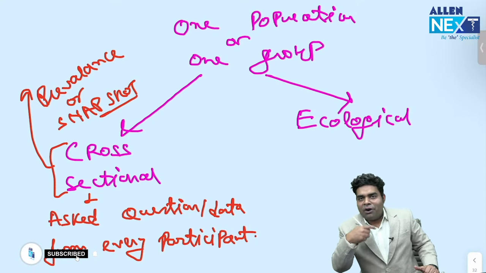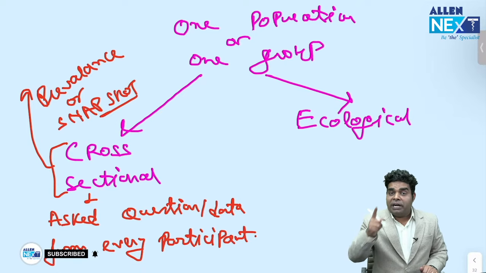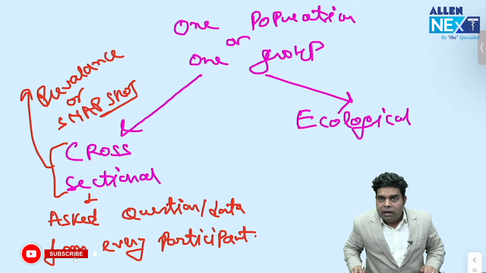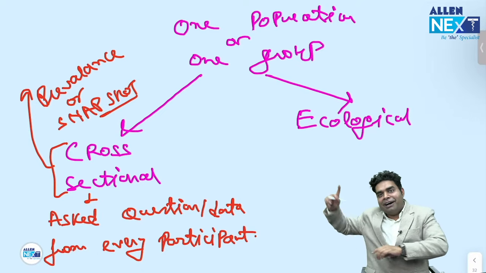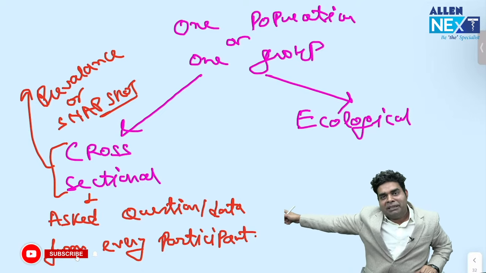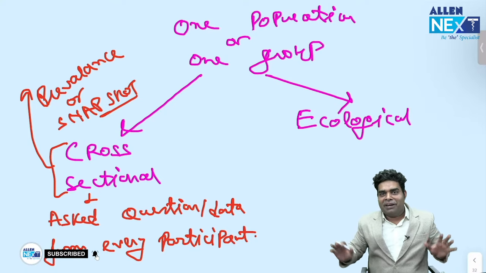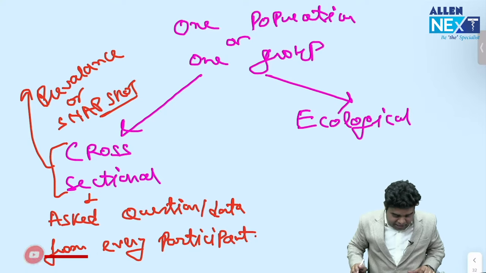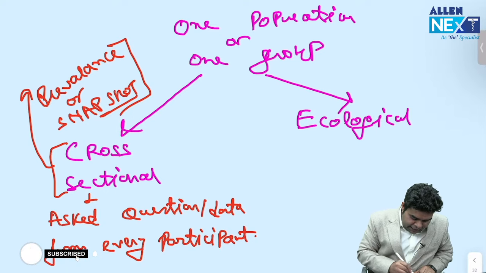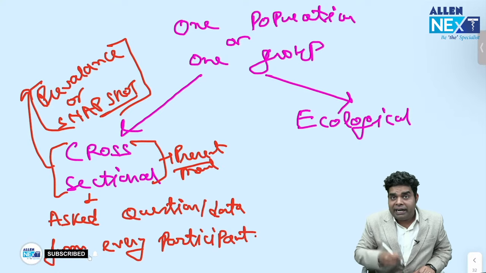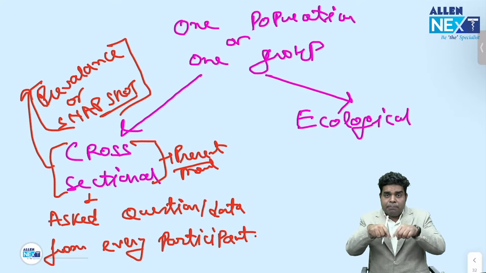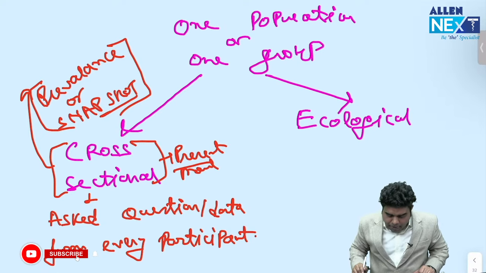Because you cannot take a picture in the future or past. You can take a picture only in the present. And I'm asking how many of you are living together right now. I'm not asking how many were living together in Madhya Pradesh when you were in MBBS. No, I'm asking right now. That is why cross-sectional studies are done at the present moment. And it is a study on individuals where we are asking prevalence and its associated factors.